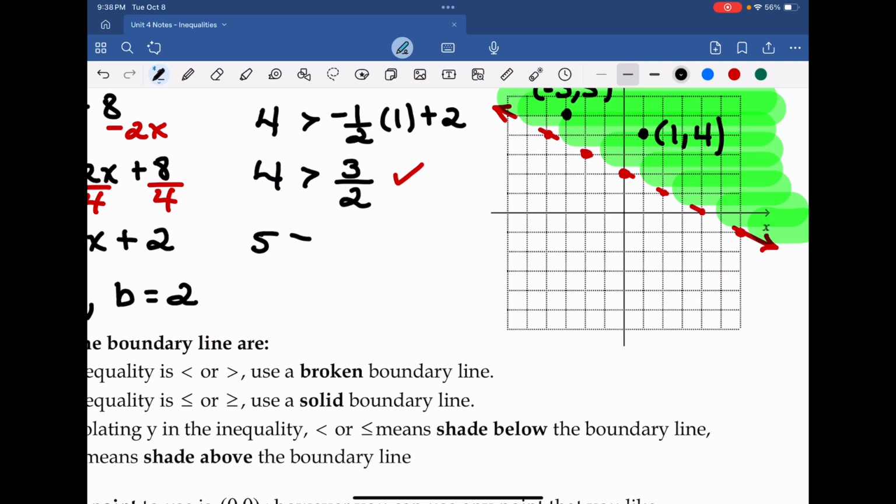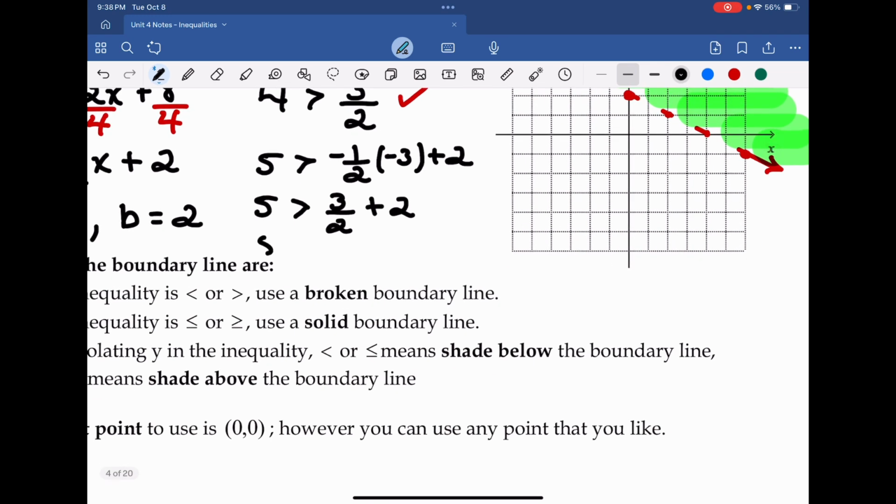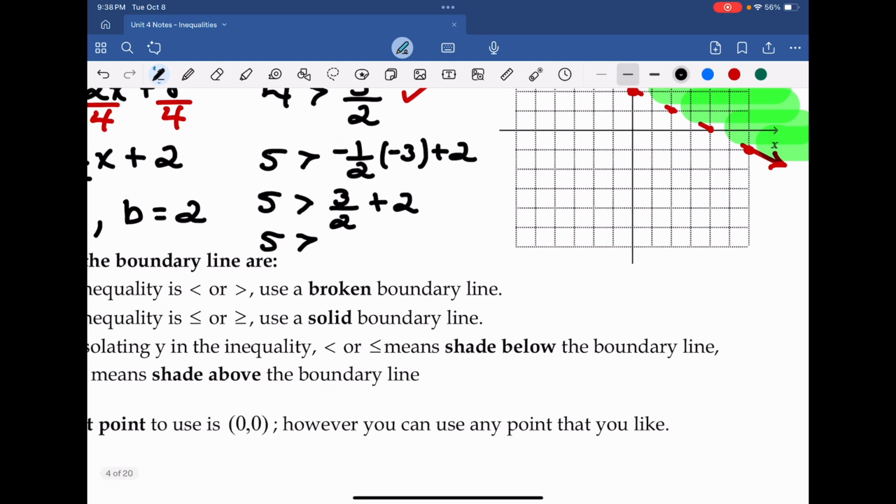So 5 is greater than, or the y value is greater than, negative 1/2 times the negative 3 plus 2. This is negative 1/2 times negative 3, which is positive 3 over 2, plus 2. If we added these together, we would get 5 is greater than 3 over 2 plus 2. This is the same as 3 over 2 plus 4 over 2, which is 7 over 2. And 7 over 2 we know is 3.5. So yes, 5 is definitely greater than 3.5, and it works.